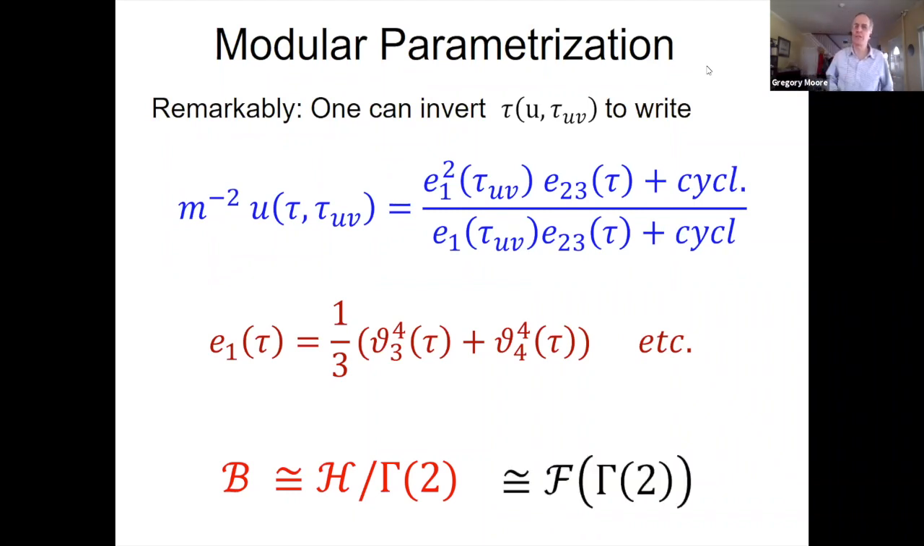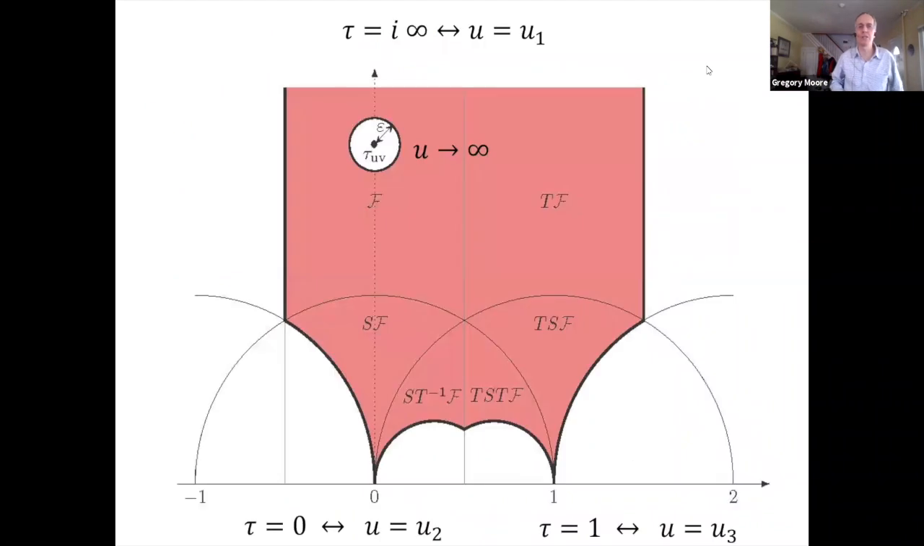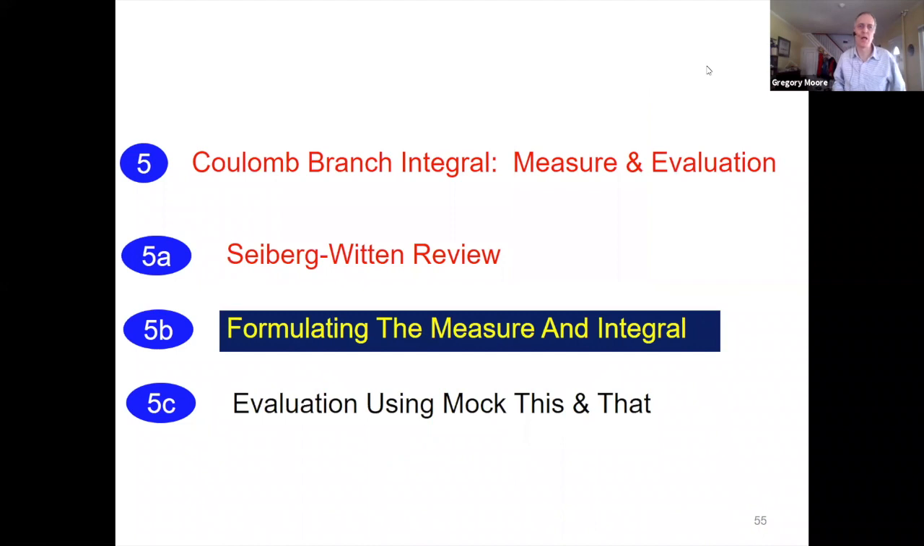So let's choose the fundamental domain for gamma of 2, like this one here. And then the 3 points where the elliptic curve degenerates are tau goes to i infinity, tau goes to 0, and tau goes to 1. Our measure will be singular at those points, and it will also be singular at tau UV. So we want to integrate over this pink region.